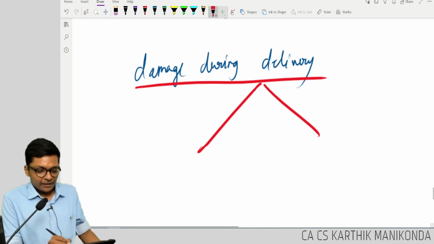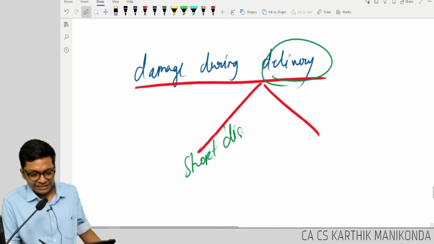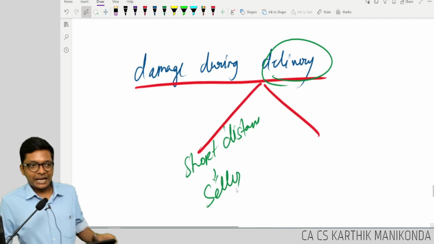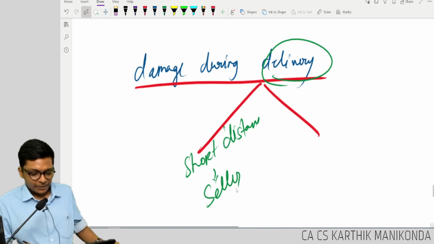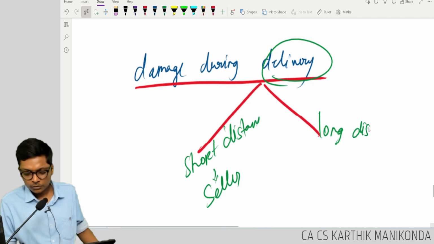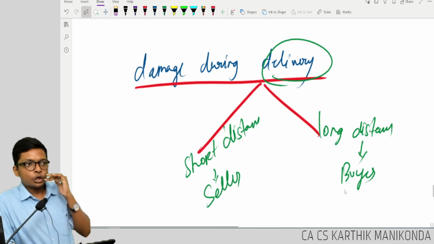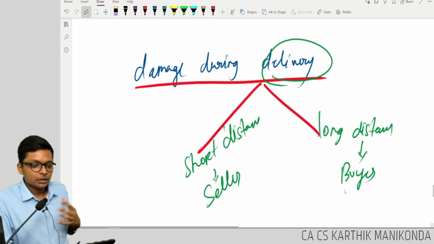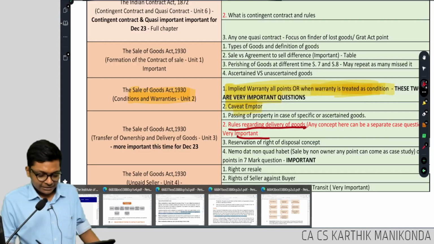No. So, when delivery is a short distance within the city, then the loss will be borne by the seller, I am not responsible. But when delivery is long distance, Chennai to Bangalore, Chennai to Mumbai, what is long distance damage? Sending eggs from Chennai to Mumbai. During transit, however well you pack, some eggs are bound to break. So for long distance, it will be borne by the buyer, guys. So that is the next point.